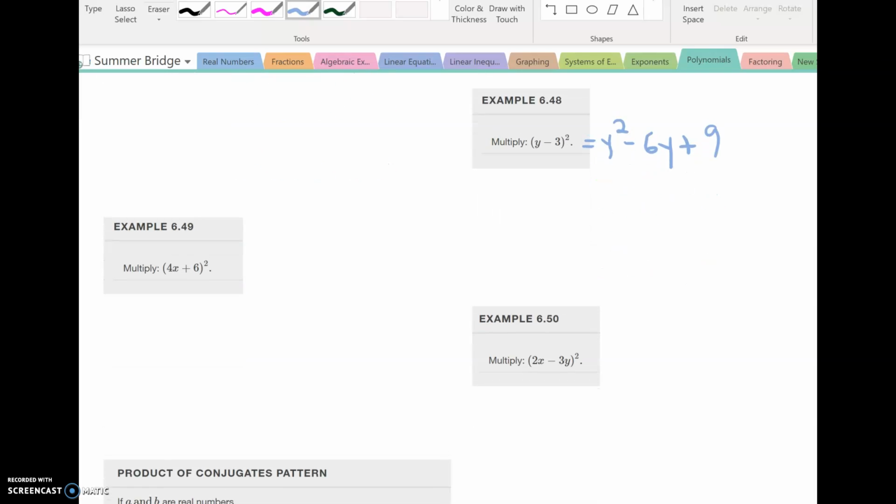So again, you are just following the pattern. You follow the pattern for all of these. Okay, so the next one.